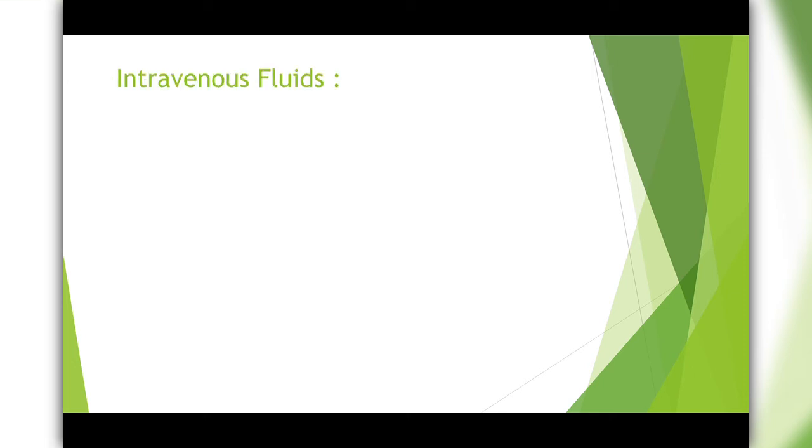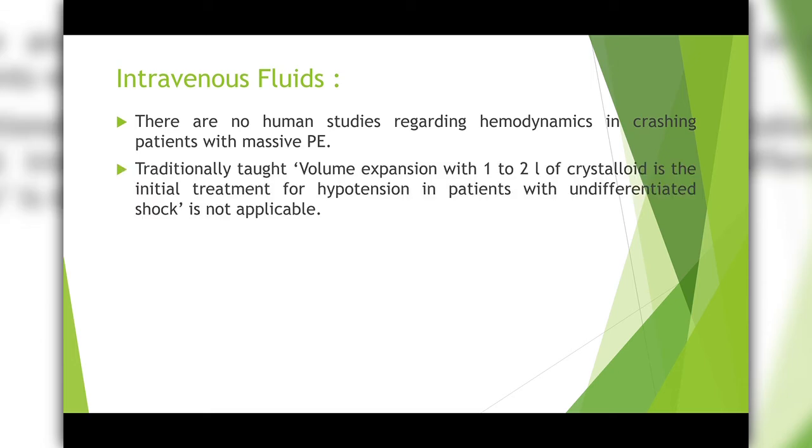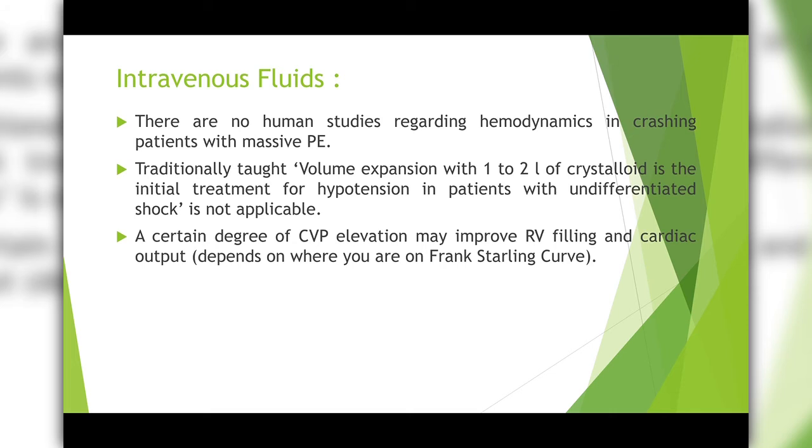Intravenous fluids. There are no human studies regarding hemodynamics in crashing patients with massive PE. It's very tempting to start a liter of IV fluids in undifferentiated shock, but this can worsen the hypotension further. Depending on where you are on Frank-Starling curve, a certain amount of central venous pressure elevation with IV fluids may improve RV filling and cardiac output.